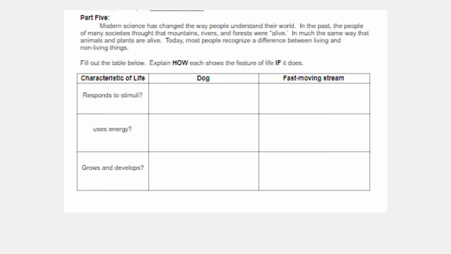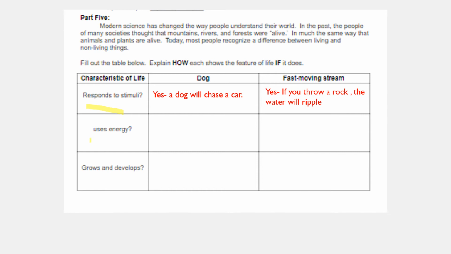And if you're not understanding what I'm saying, I'll show you in just a minute. So we're looking at, does a dog respond to stimuli? So that's our first one. And the answer is yes, because if a car drives by, that's the stimulus, the dog will run and chase it. Now, when we're talking about a fast-moving stream, does it respond to stimulus? And the answer is absolutely, because if you throw a rock, the water will ripple. If you build a little beaver dam or put something in its way, it'll go around it. So yeah, it does respond.